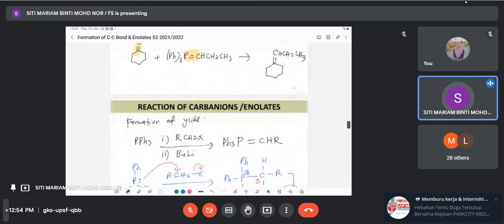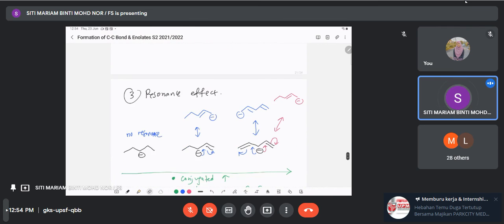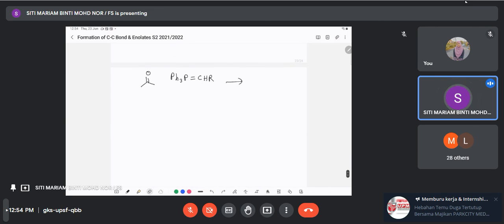Doesn't matter which one you choose. You can choose this structure or this structure for the reaction with your ketone or aldehyde. It's the same thing actually. So what will happen here? Because your ylide is a carbanion, this carbanion is the nucleophile. This nucleophile attacks your carbonyl carbon, cleaves the bond, and gives electrons to oxygen.